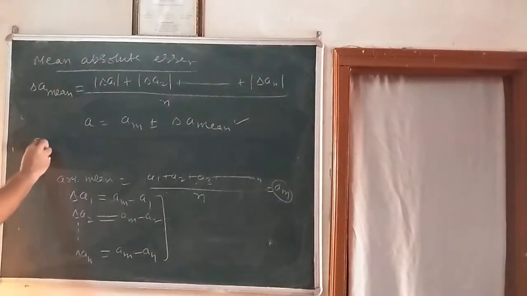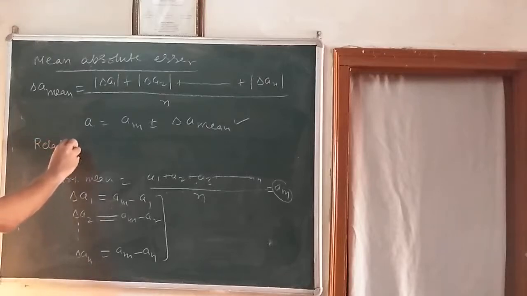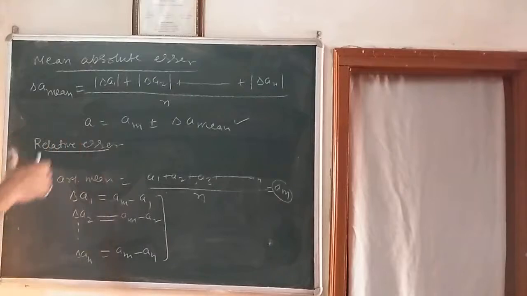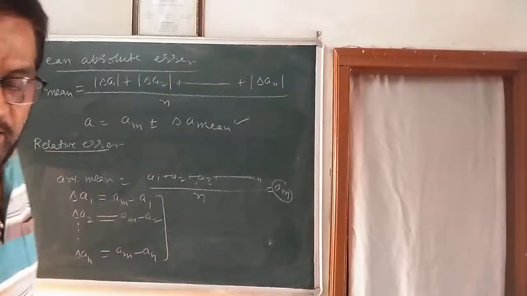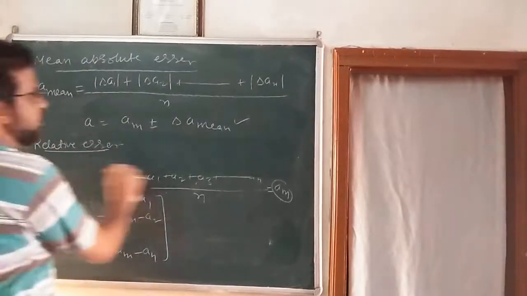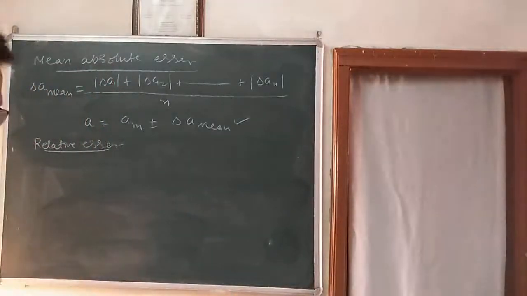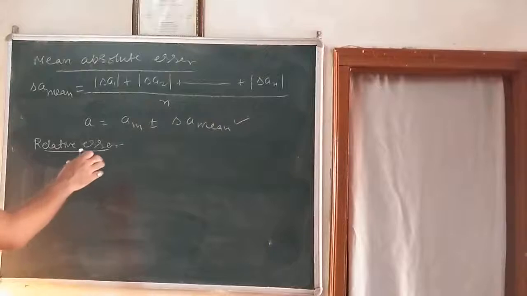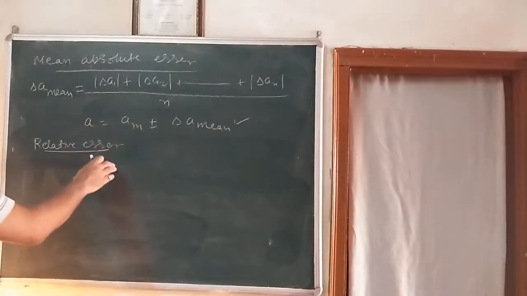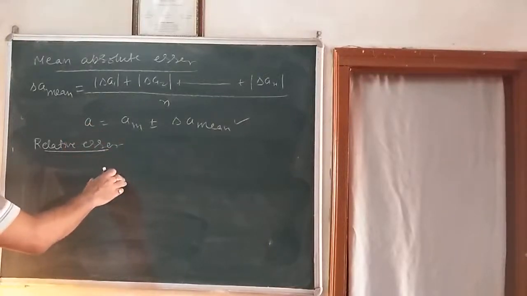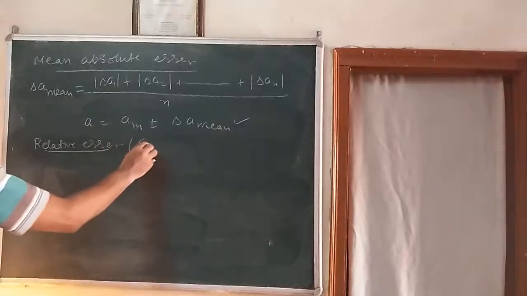Then I am going to find out what the relative error or fractional error is. I am going to see the relative error or fractional error. The relative error or fractional error may be written as delta of A.